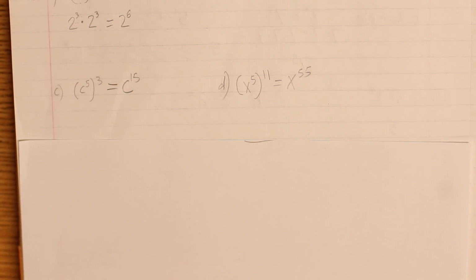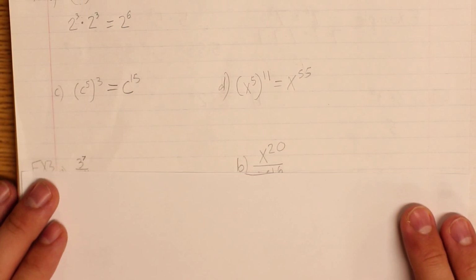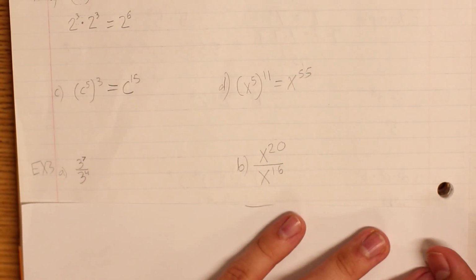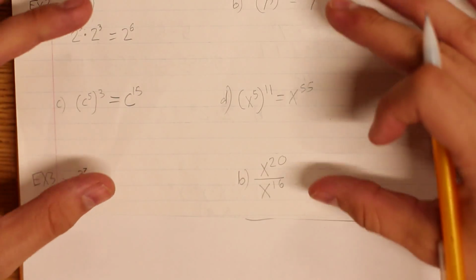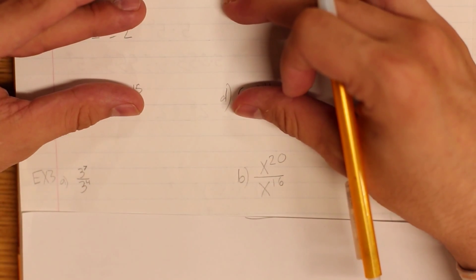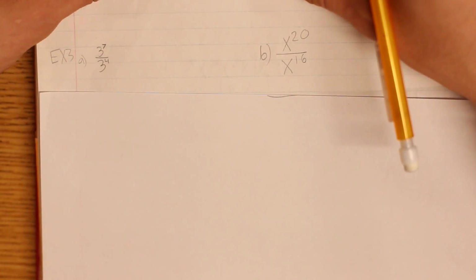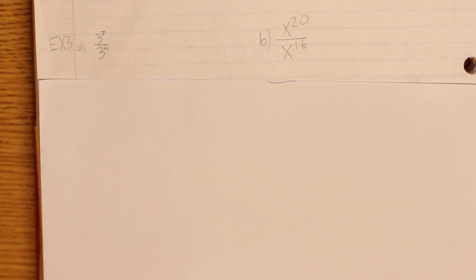And now let's move on to division. Woohoo, division. For example 3, we'll be looking at division. Now I want you to think back. Don't look at these examples, but think back to the examples on the last page, the ones where we were multiplying the bases. When we multiply the bases, we just add the exponents, okay?